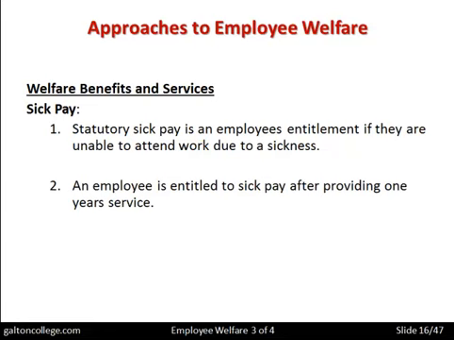An employee is entitled to sick pay after providing 1 year's service. Again, it varies from country to country, so it's important to read what I'm saying here in the context of wherever you happen to be located. But an employee is entitled to sick pay after providing 1 year's service. That's generally the case in the UK.